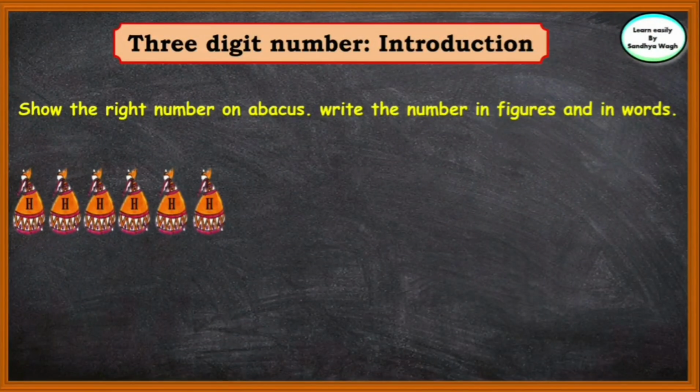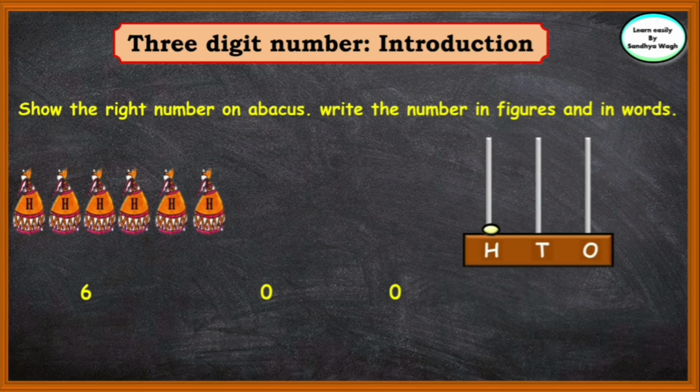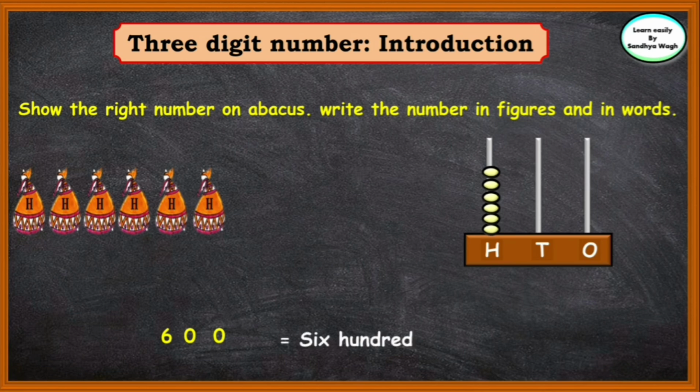406. Now here, how many hundreds do we have, children, over here? 1, 2, 3, 4, 5 and 6. We have 6 hundreds. How many tens? 0 tens. And how many ones are there? 0 ones. So let us show this number on abacus. So we have 6 hundreds. 1, 2, 3, 4, 5, 6. Now no bead will go in tens place and ones place as we have 0 tens and 0 ones. So in figures the number would be 6, 0, 0, and in words it would be 600.